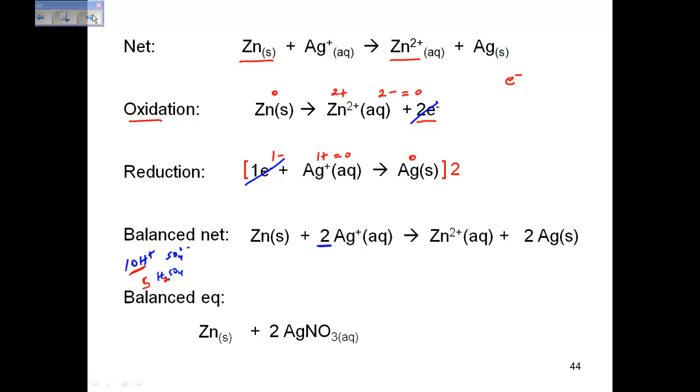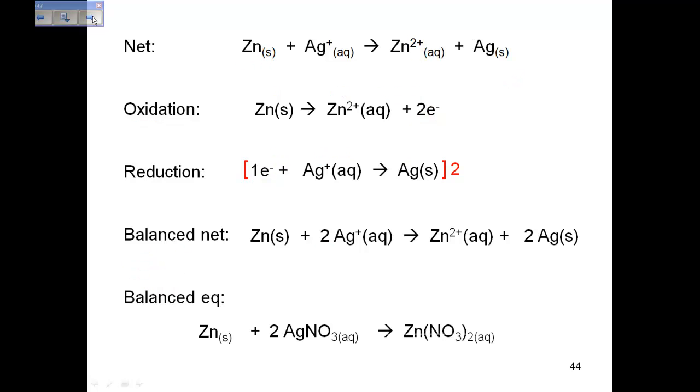Continuing on, I have the zinc 2 plus. The spectator on that was nitrate, so I got to put the nitrate on there. It means I would have 2 nitrates on it to get that to balance out. Coefficient of 1. Putting on the nitrates doesn't change the subscripts of zinc, therefore I can just bring that down like it is, my zinc nitrate. And then I have my silver, which comes down just like it is as well. So that is my balanced equation.